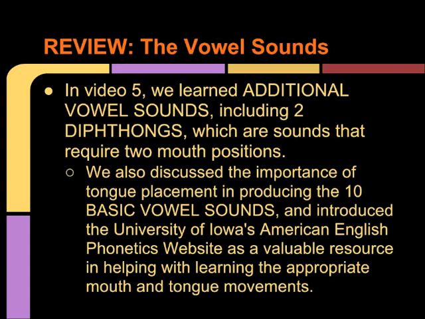In Video 5, we learned additional vowel sounds, including 2 diphthongs, which are sounds that require 2 mouth positions. We also discussed the importance of tongue placement in producing the 10 basic vowel sounds, and introduced the University of Iowa's American English Phonetics website as a valuable resource in helping with learning the appropriate mouth and tongue movements.